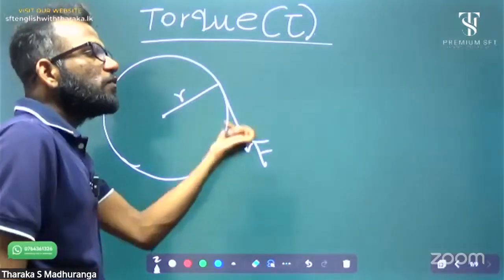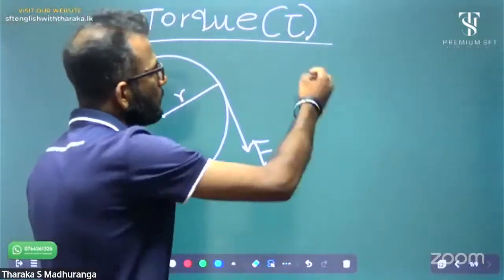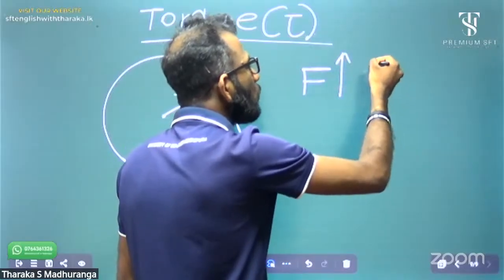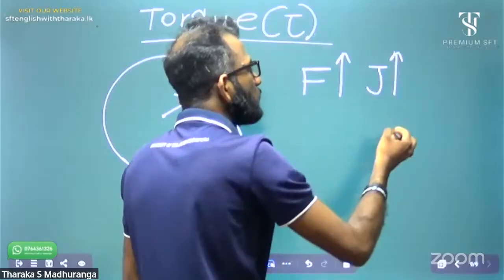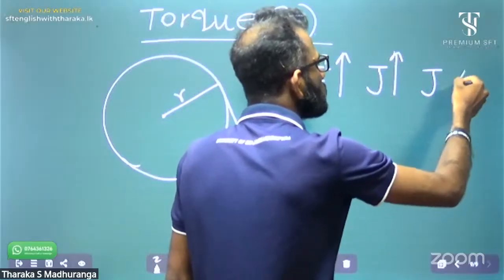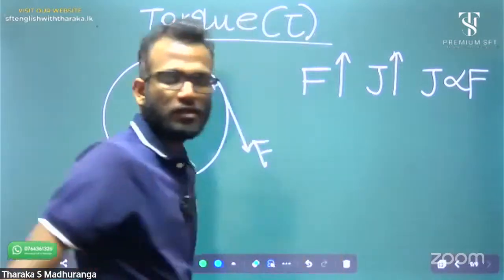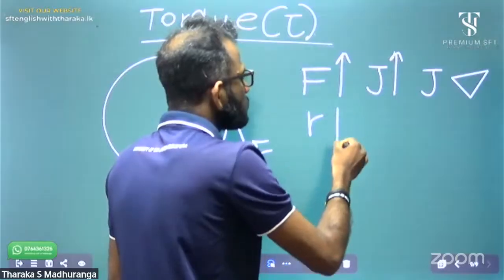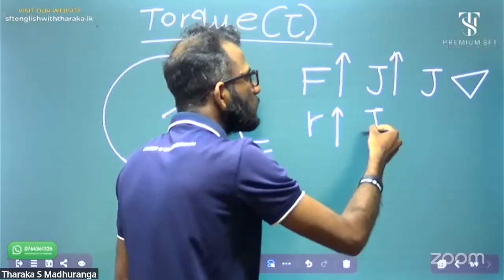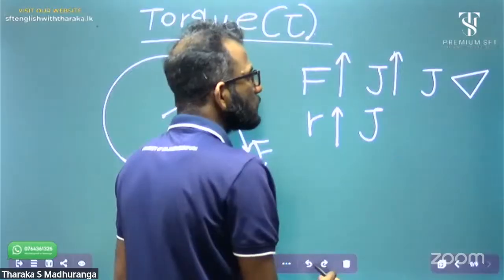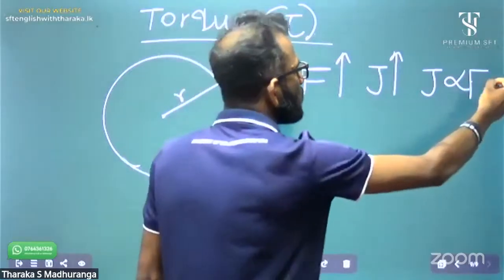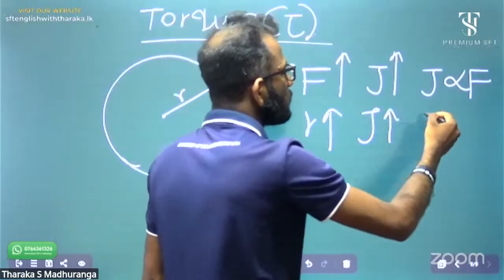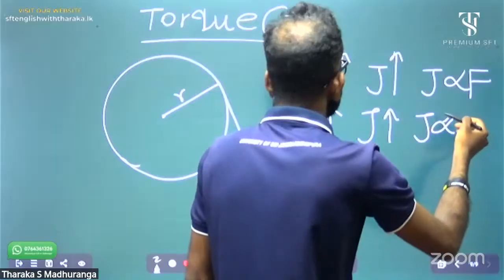When we increase the tangential force, what happens? The torque increases. Therefore, torque is directly proportional to the applied force. Now, when we increase the radius, what happens? The torque increases. Therefore, radius is also directly proportional to torque.